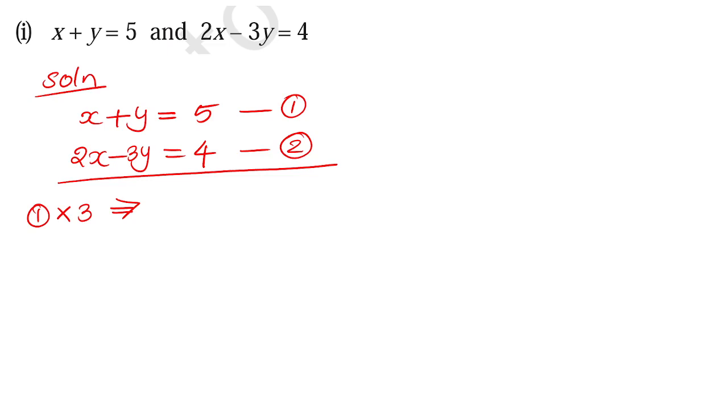So the first equation is multiplied by 3, 3 into x. Each term is to be multiplied by 3. 3 into x will be 3x. Plus 3 into y will be 3y. Right side also, 3 into 5, 15. Understood. Modified equation 1. You can give the same name or a different name, whatever it may be. Modified equation 1: 3x plus 3y equal to 15.